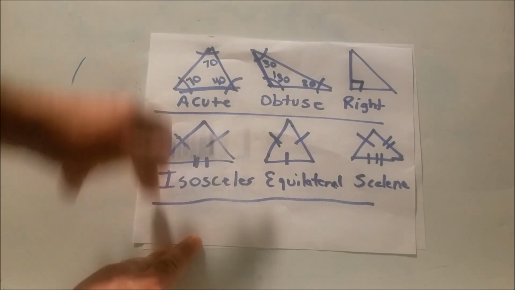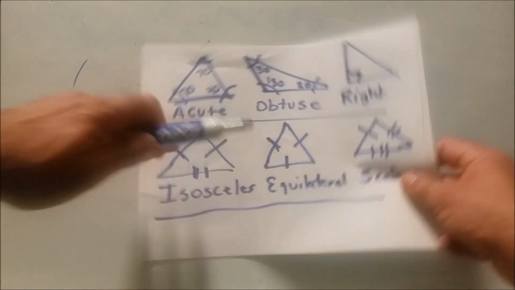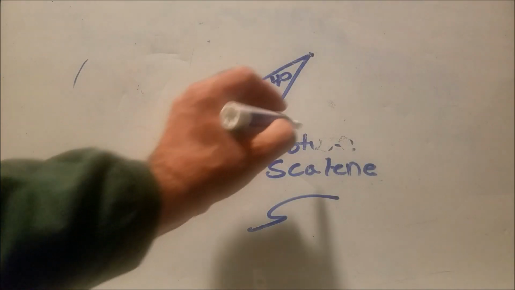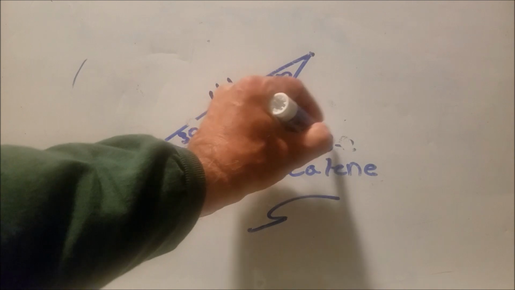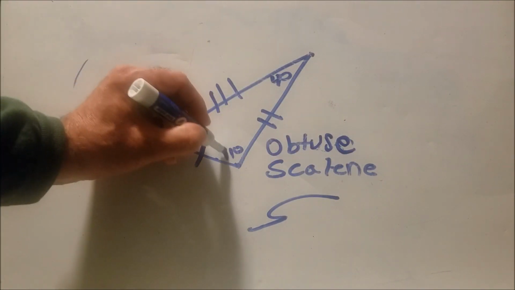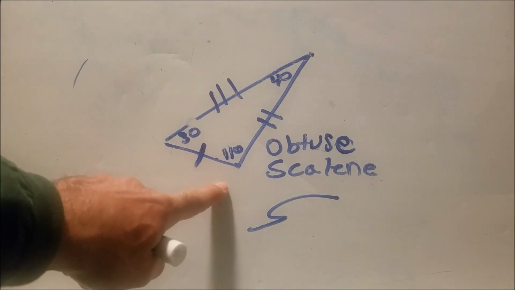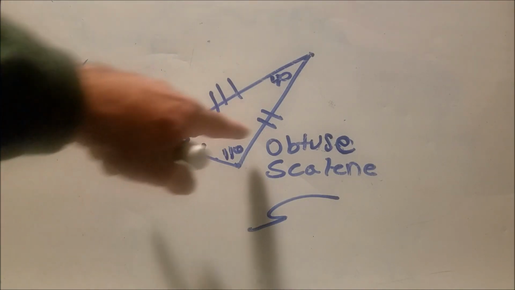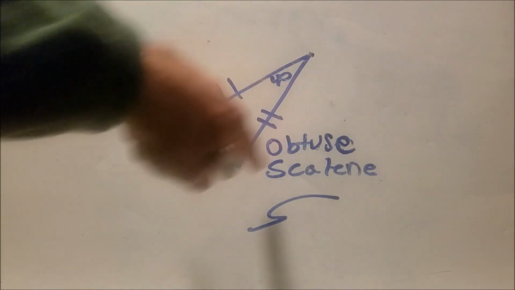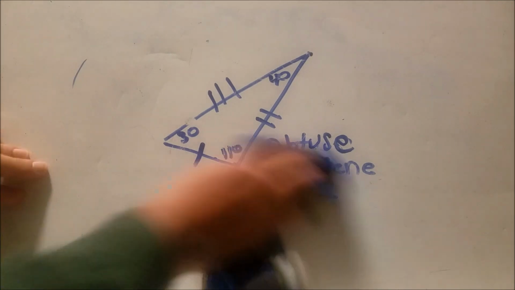And we can also put them all together. For example, this one right here. This is an obtuse angle, and it's also scalene. It's obtuse because right here we see one angle is greater than 90 degrees, right? And it's scalene because none of the lengths are the same. So you can mix them together. That's an obtuse scalene.